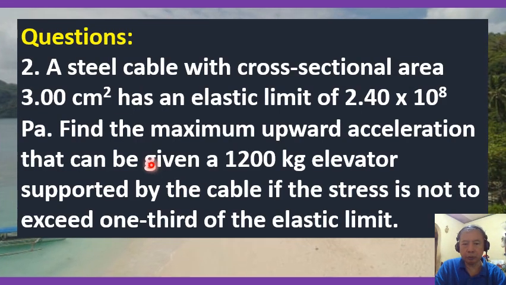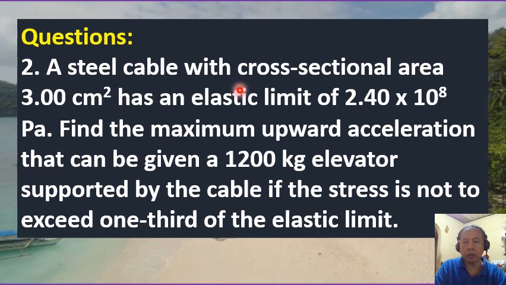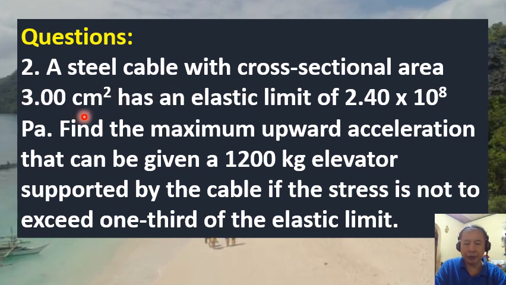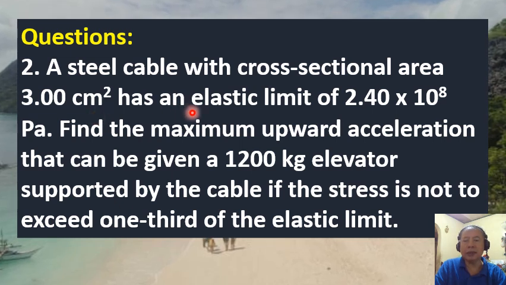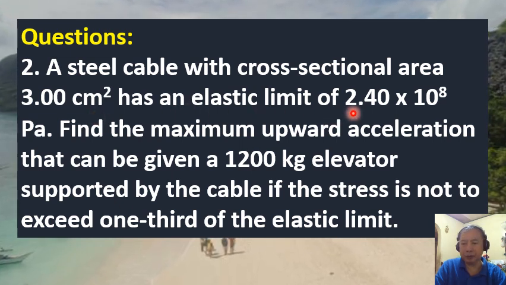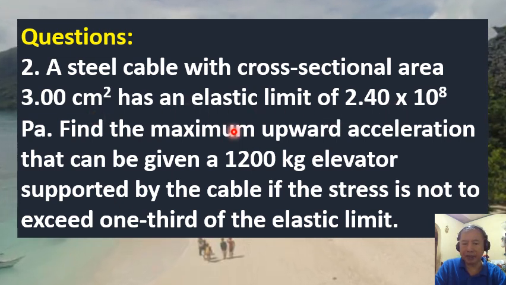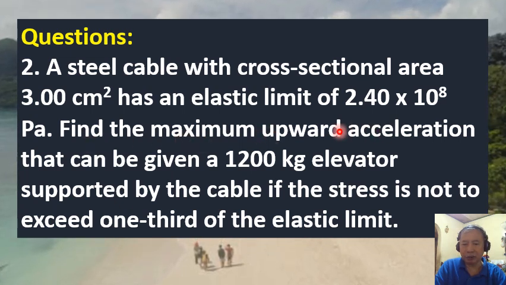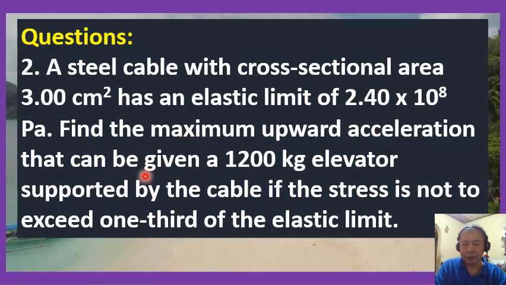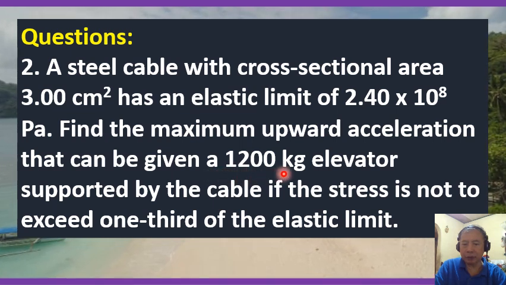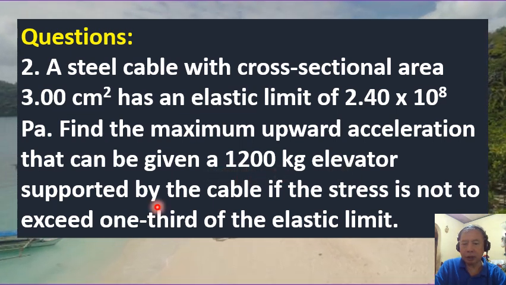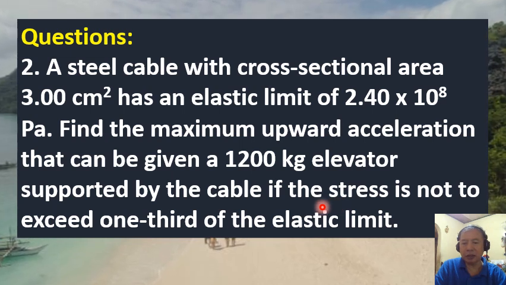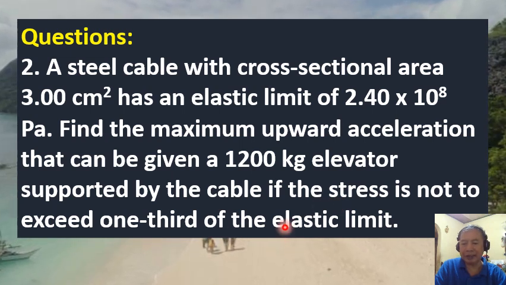Question number 2, a steel cable with cross-sectional area 3.00 centimeters squared has an elastic limit of 2.40 raised to the 8 power Pascal. Find the maximum upward acceleration that can be given a 1,200 kilogram elevator supported by the cable if the stress is not to exceed 1/3 of the elastic limit.